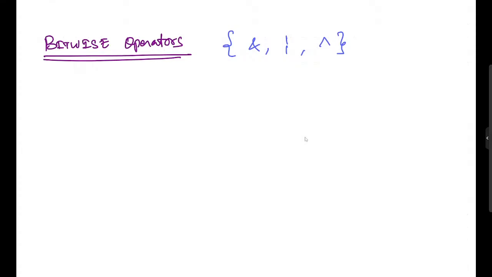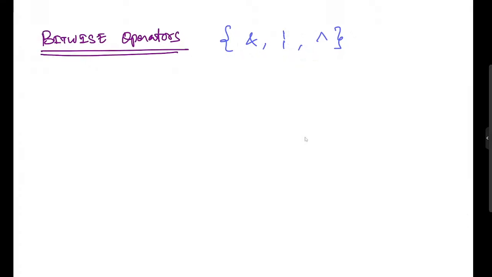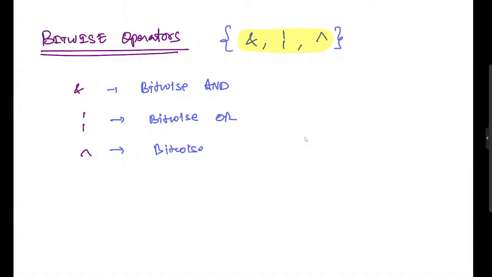Now we have bitwise operators. In bitwise operators, you generally have three particular ones. One is AND, which is bitwise AND. Then you have OR, which is bitwise OR. And then you have XOR, which is bitwise XOR. So very simply, these are just bitwise operators, right?